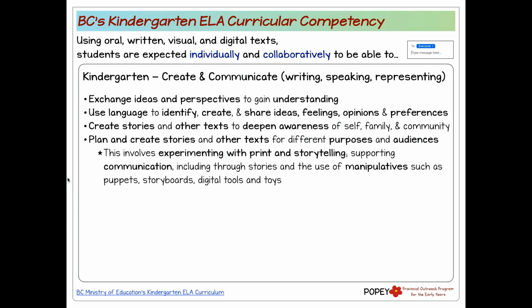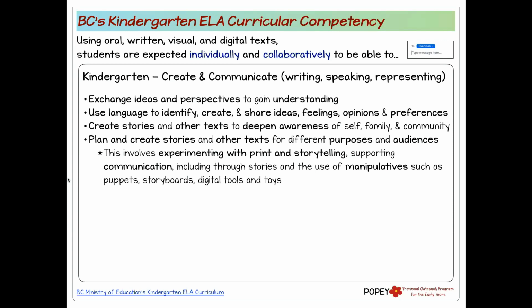Exchanging ideas and perspectives is obviously very centered in oral language and talking and listening. So that verbal sharing, and then using language to identify, create, and share, just what we've talked about, which is nice for the persuasive ideas, feelings, opinions, and preferences. If they're creating stories or texts, it's helping them deepen their awareness about self, family, and community. The world the stories are focused on are things the students have personal, firsthand lived experience with. It's in their day-to-day life, and that's a great starting point.